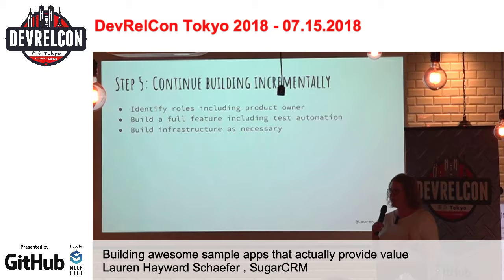So if you haven't already identified the roles of who's going to be working on your project, you might want to do that. So who's going to be your product owner and prioritize your backlog? Who are going to be your developers? Is it just your developer advocacy team? Is it everybody in the company? Is it your whole developer community? Who's going to be involved? And then build infrastructure as necessary.